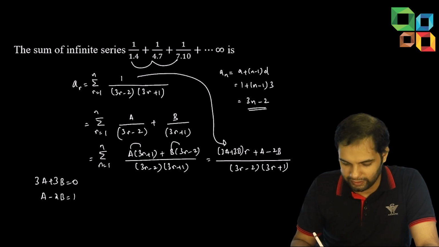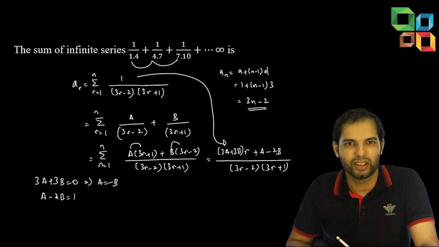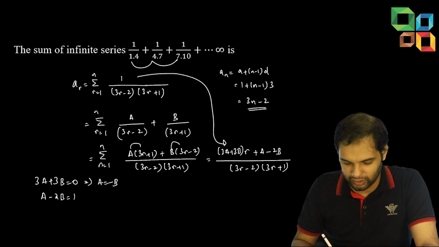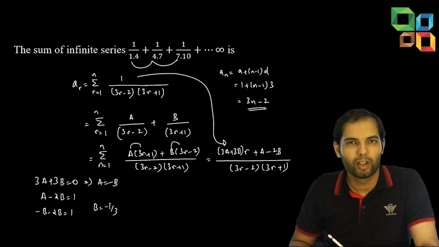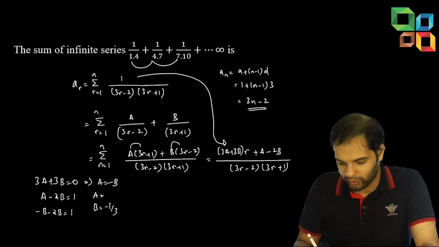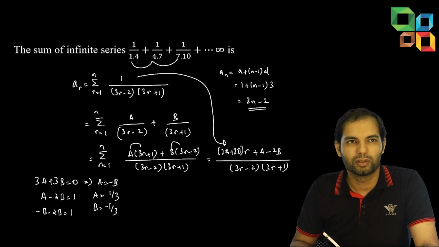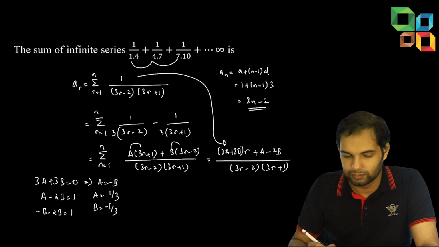Then directly from this, you know that a should be equal to minus b. Just take one term to the other side and cancel out 3. So just substitute in the other one. So minus b minus 2b is equal to 1, so b is nothing but minus 1 by 3. B is minus 1 by 3. A is, because it's minus of b, 1 by 3. Simply substitute in the equation. What do we get? A is 1 by 3, B is minus 1 by 3. Is it fine?